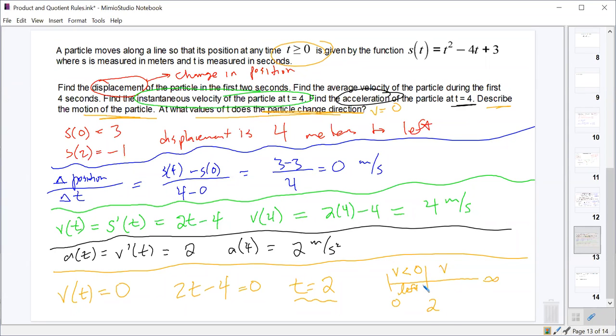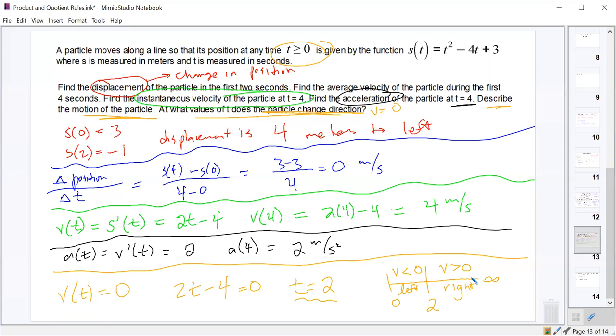And what about if t is greater than 2? Like 3 or 1,000,000. It's going to the right. Yeah, the velocity is going to be greater than 0, and our particle is going to be moving to the right. And so this ought to be enough to give us a pretty good description of the motion of the particle and tell us that it for sure does change directions at t equals 2. It goes from going to the left to going to the right.